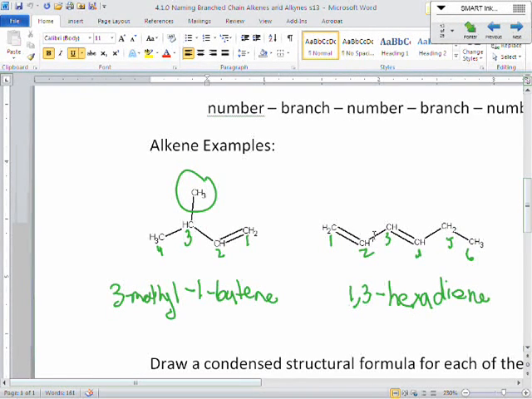So in this one, we've got the 2 numbers, and we've got the di to represent 2 double bonds. Hexadiene. Okay?